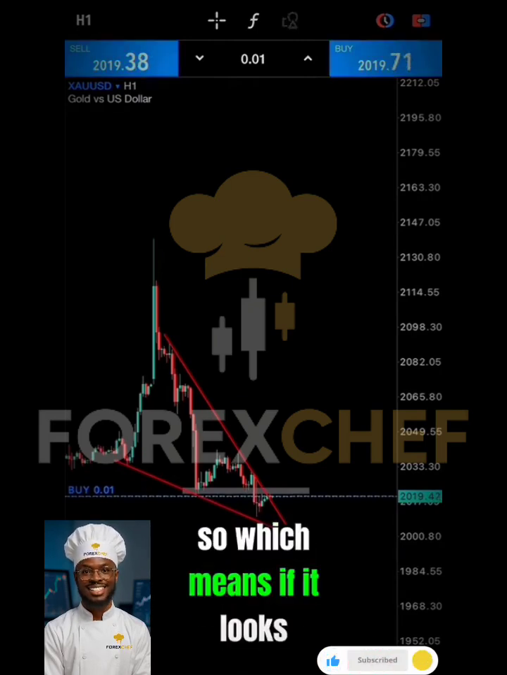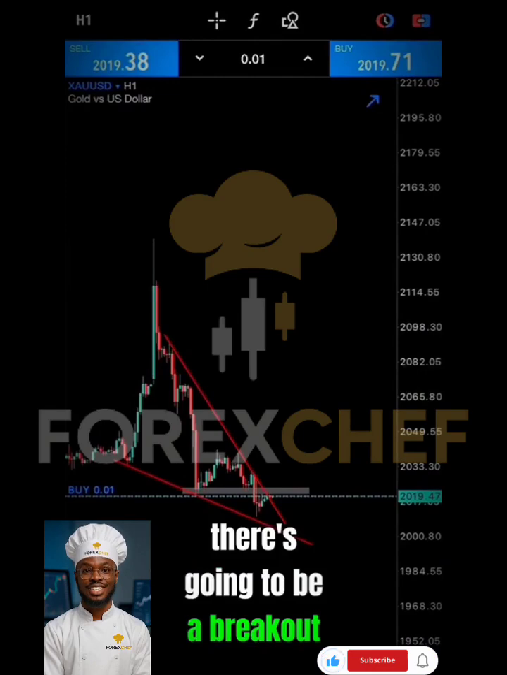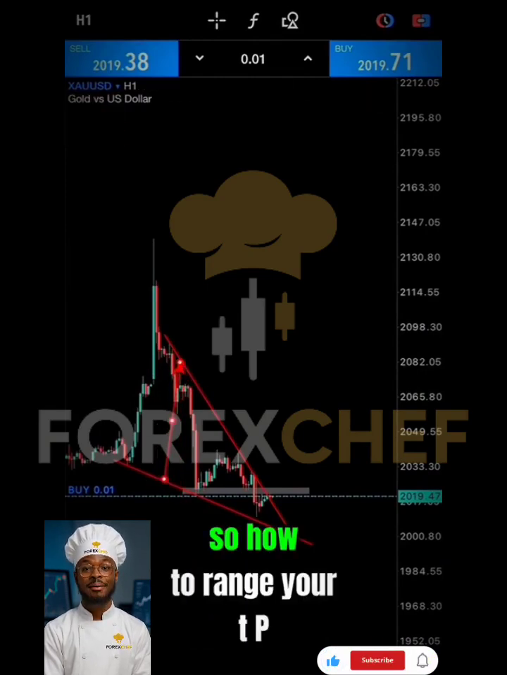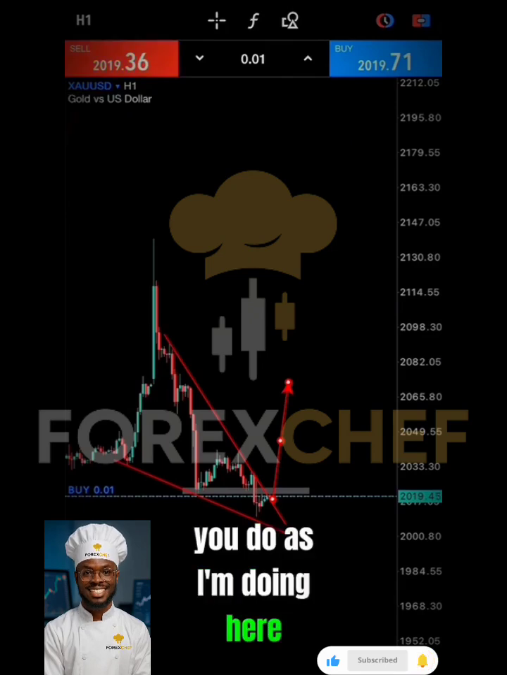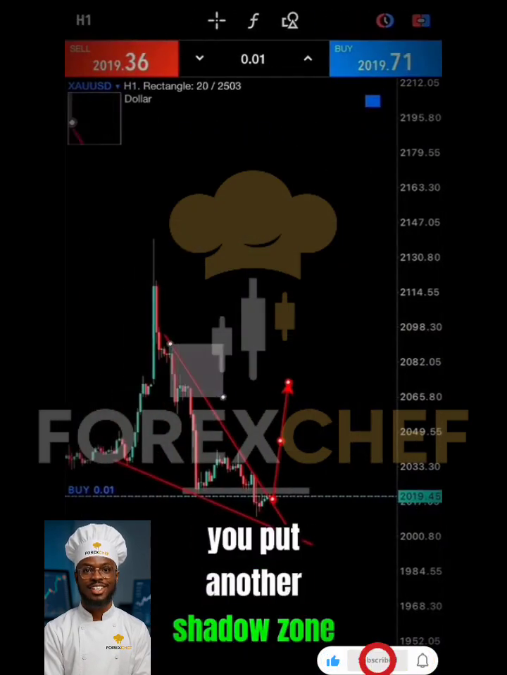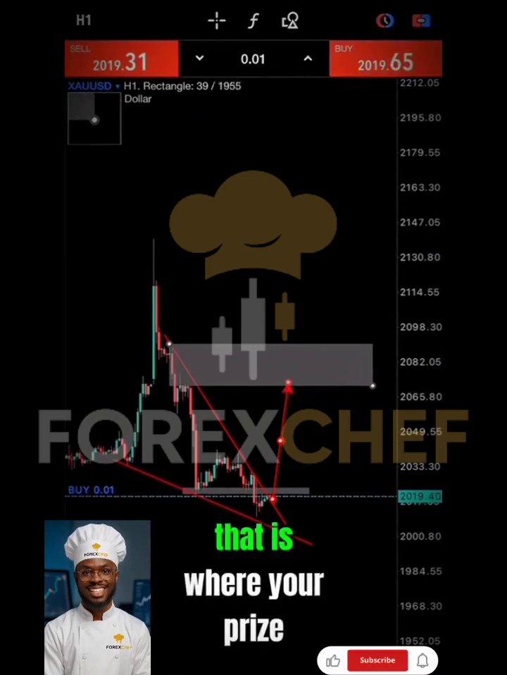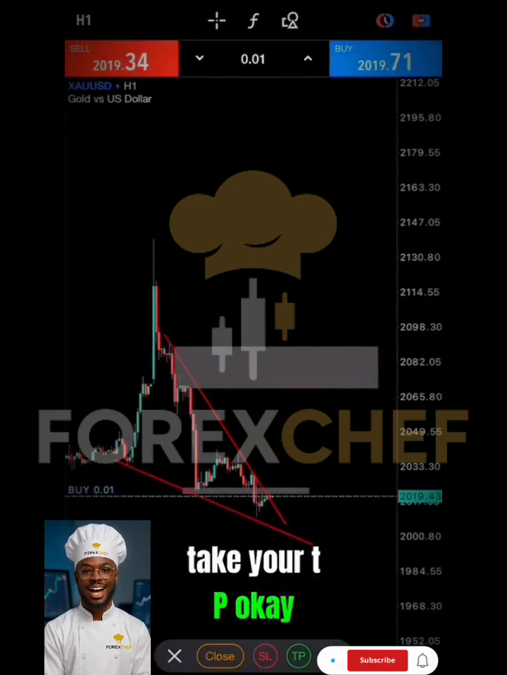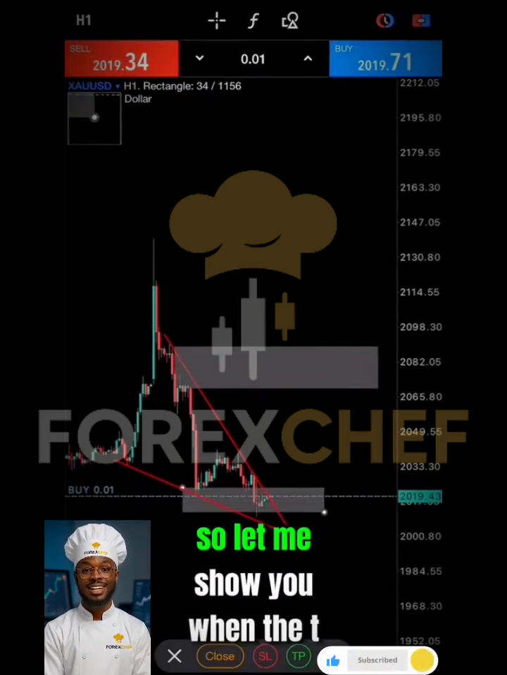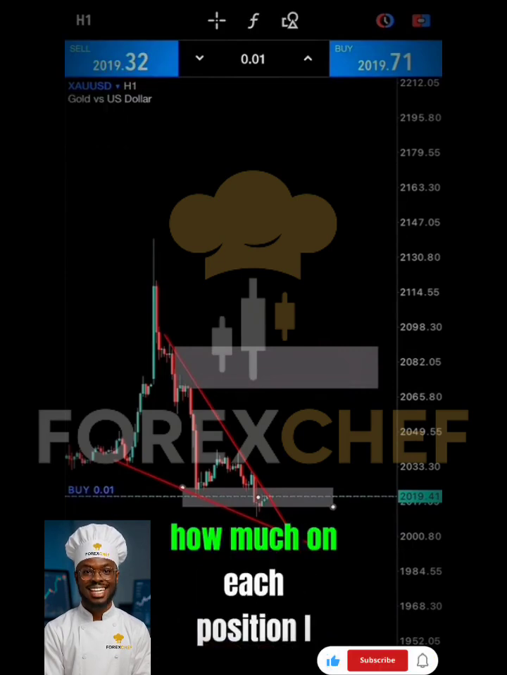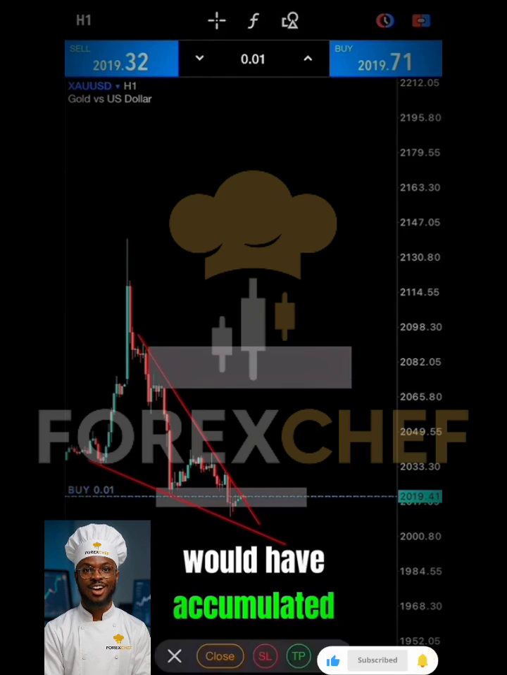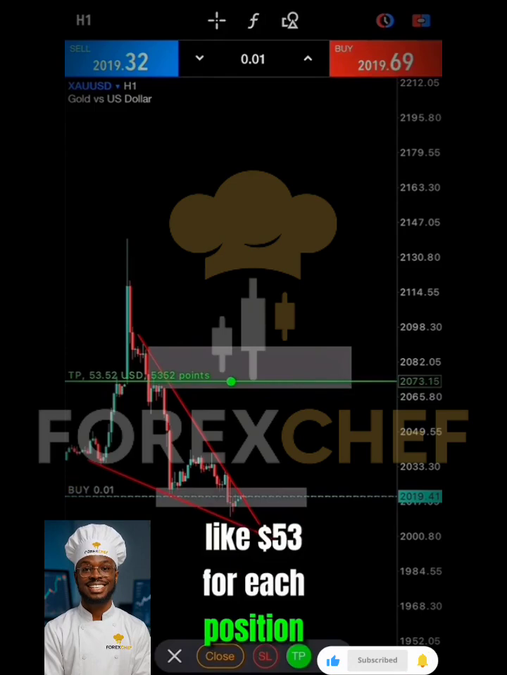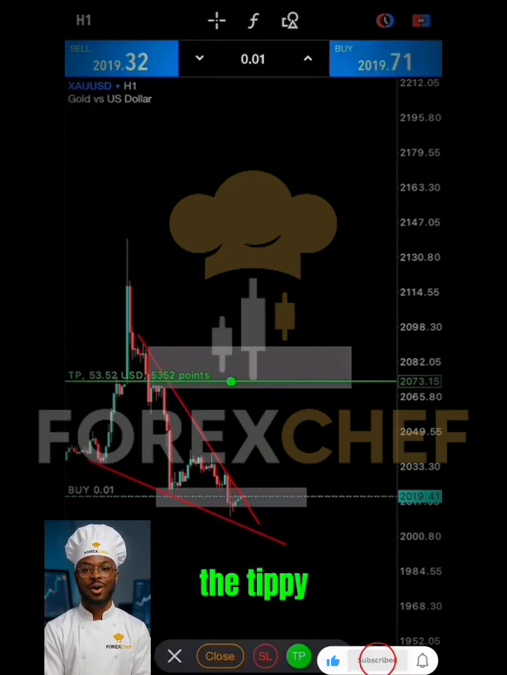Which means if it looks something like this, there's going to be a breakout going upwards with bullish momentum. So how to range your TP, you do as I'm doing here, and then you put your arrow, and then you put another shadow zone to indicate that somewhere in that area is where your price must go and touch for you to take your TP. Let me show you when the TP is reached how much on each position I would have accumulated. It would have been something like $53 for each position if it was somewhere there at the TP.